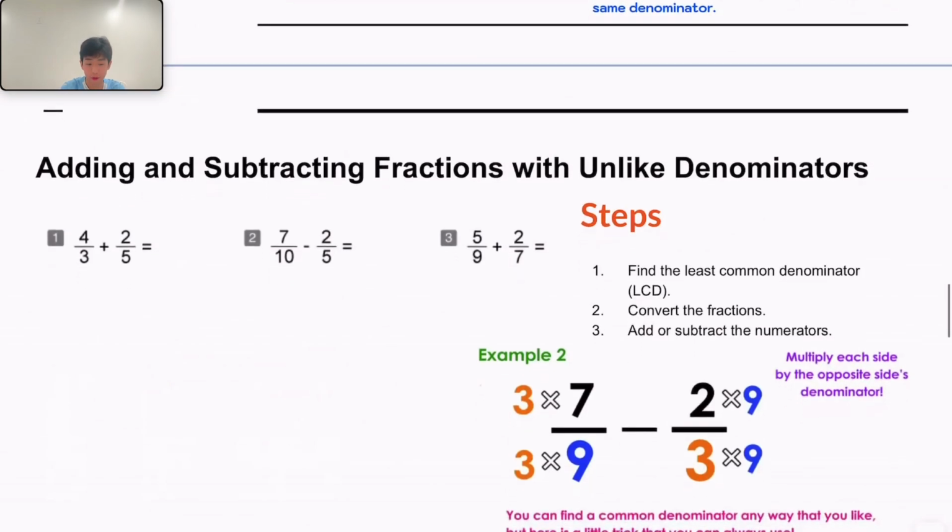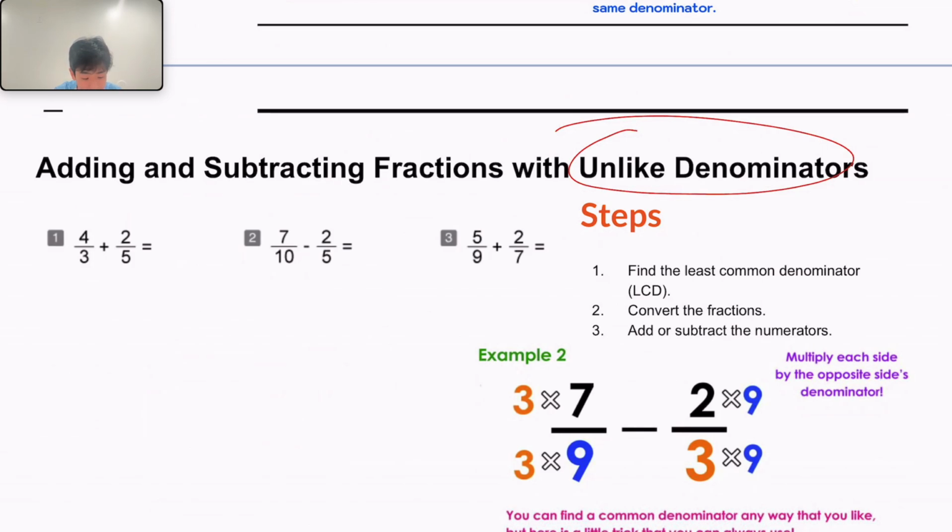Adding and subtracting fractions with unlike denominators. There are 3 steps here. First, you find the least common denominator. Second, you convert the fractions. Third, you add or subtract the fractions as we just saw. When adding or subtracting fractions with unlike denominators, you want to convert the denominators to the same.